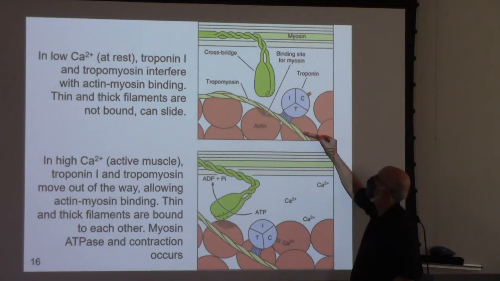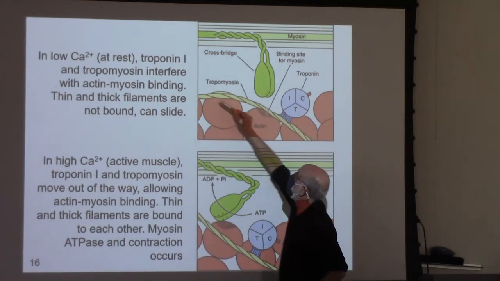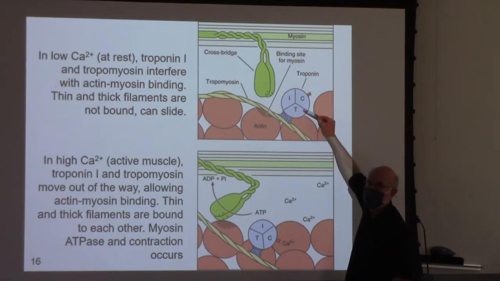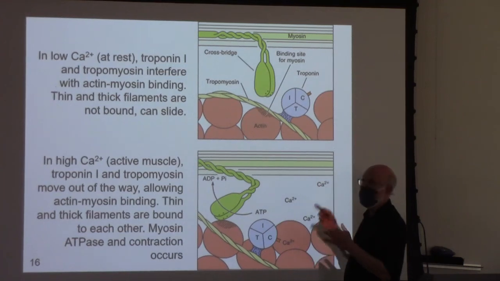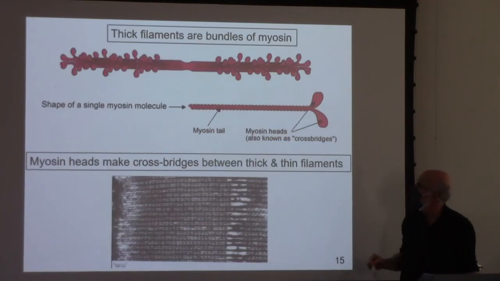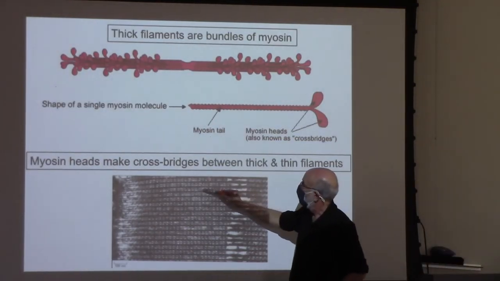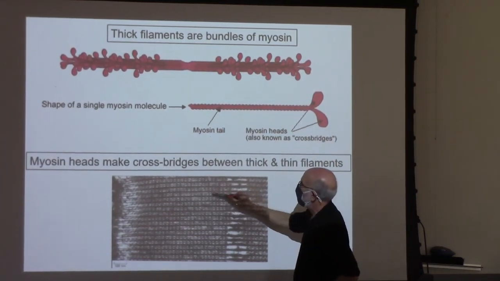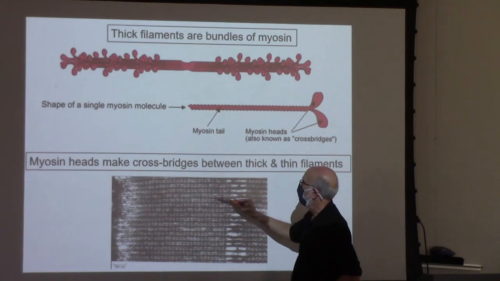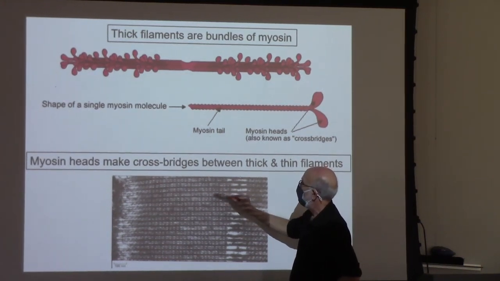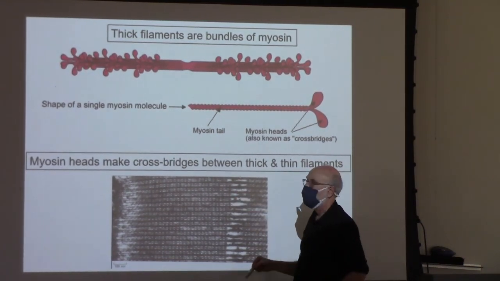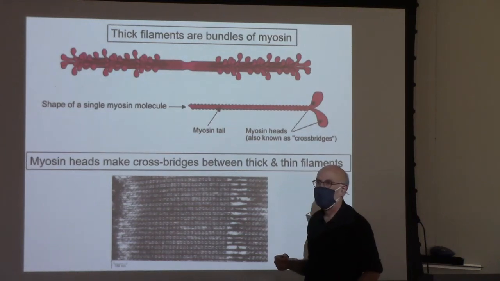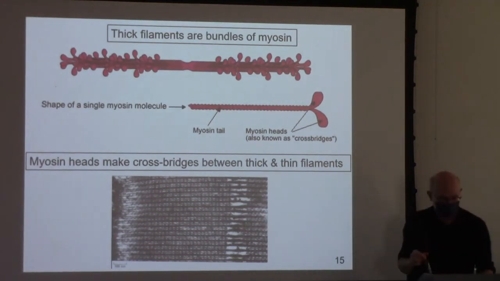Here's the actin, tropomyosin, troponin. They're very close to each other. The heads of a myosin form this sort of meshwork. The heads of the myosin are making contact with the thin filament. Molecular contact, molecular dimensions.